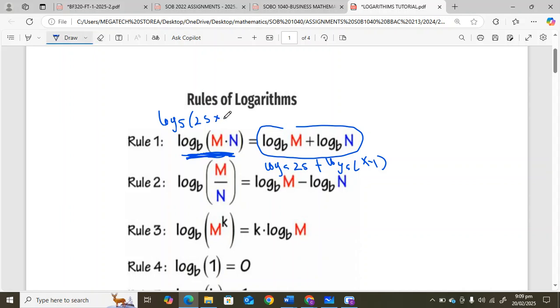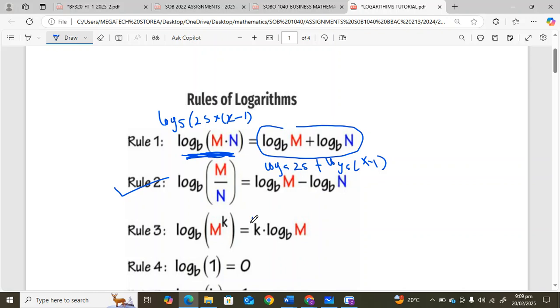What if you see logarithms being subtracted? What rule are you going to apply? The product. No. Quotient rule, yes, rule 2 here. I said subtracted.